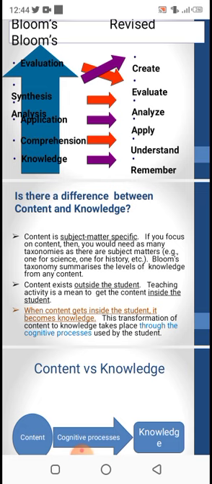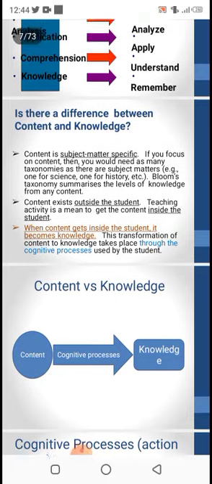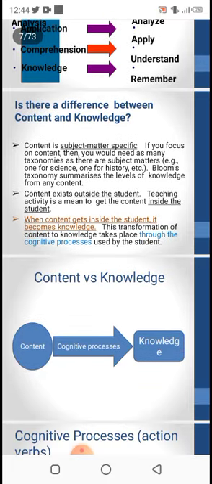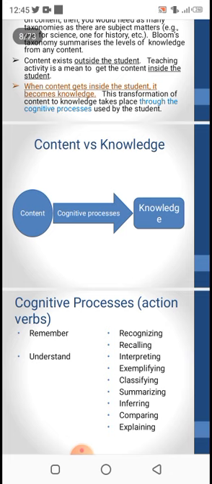The content exists outside the student. Teaching activity is a means to get the content inside the student. When content gets inside the student, it becomes knowledge. This transformation of content to knowledge takes place through the activities and processes used by the student. Here we have content versus knowledge. What is the difference between content and knowledge? Are they the same or are they different?